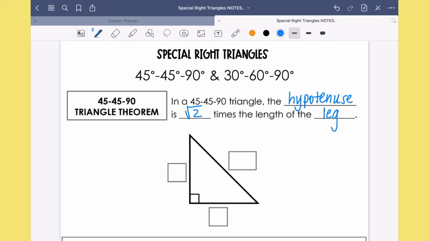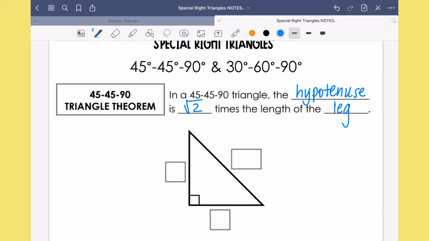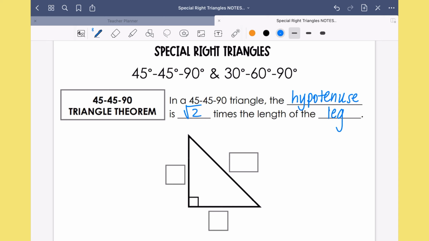Okay, so the 45-45-90 for me is my favorite. It's the easiest one, in my opinion, because it has two 45-degree angles. So if this is 90 degrees, we all know this is 90, right? This little box. If this is 90, then the other two are 45 degrees. And this is very special because that means that the legs for this triangle, here's a leg, here's the other leg, they're the same length.